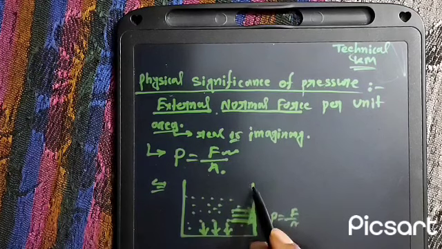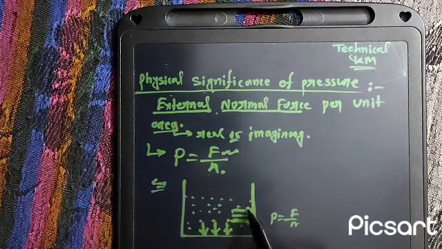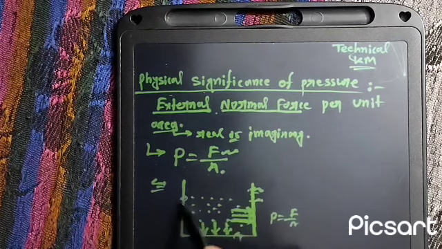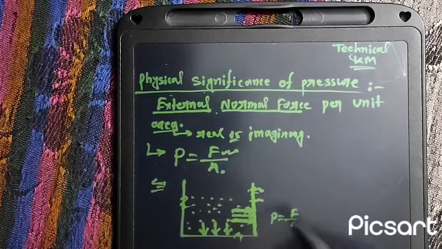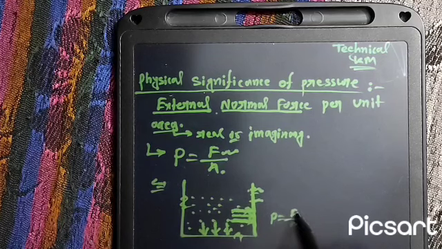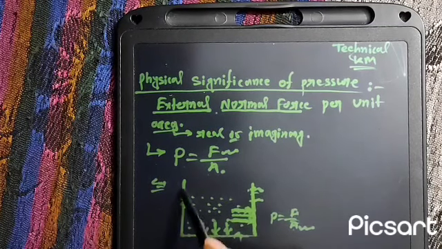In the case of the wall, this force is external to the surface. This is a surface, this is a surface, and for these surfaces the water force on the wall is an external force. So that's why we say external force per unit area. This area may be real: this area is real, this area is real.